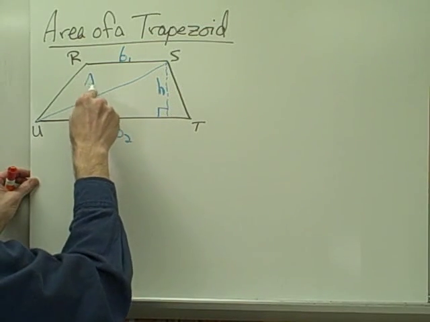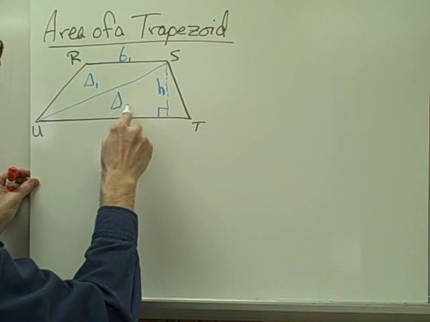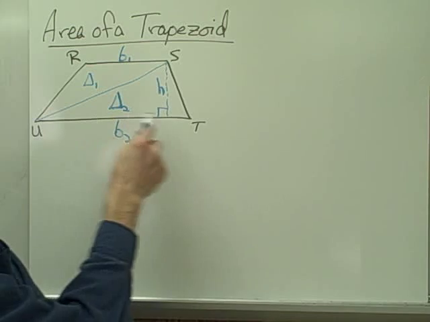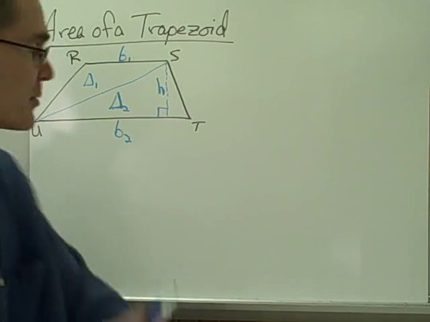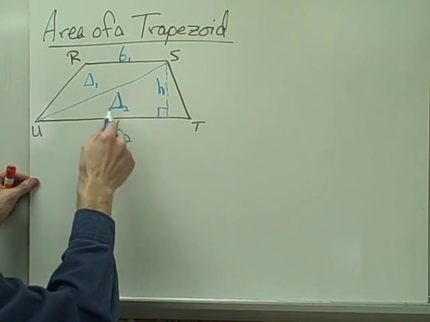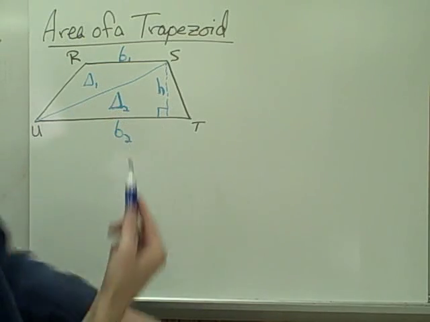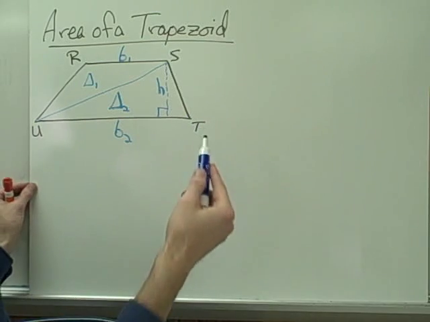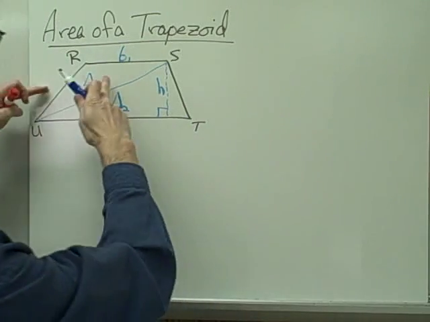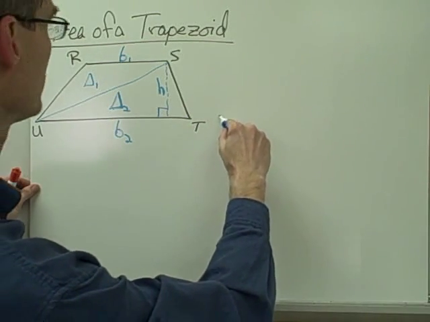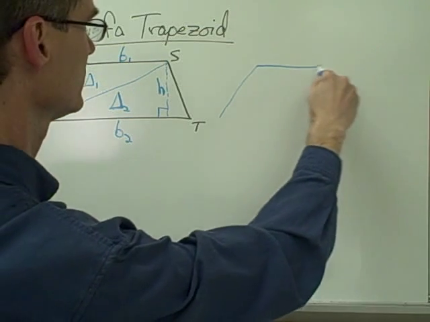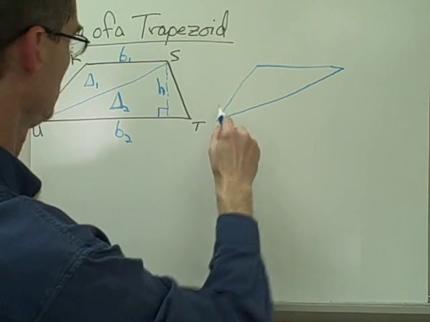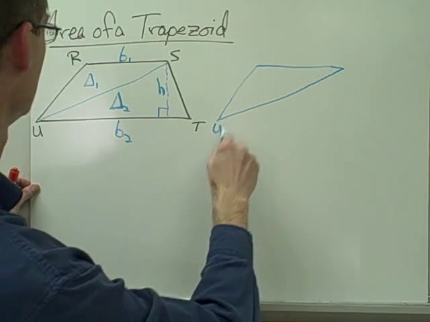Let me call this triangle number 1, and this is triangle number 2. And you can see the height of triangle number 2 is the same as the height of the trapezoid. It may not be as easy to see that the height of triangle number 1 is also the same as the height of the trapezoid. But let's break these triangles out, and I think that'll be a little bit clearer. So triangle number 1, let me draw that over here. Triangle number 1 looks like that.